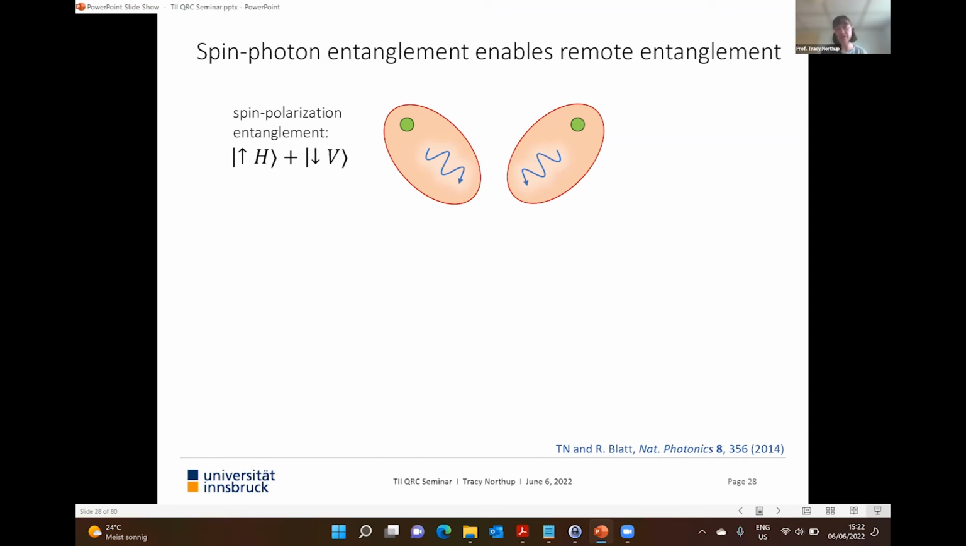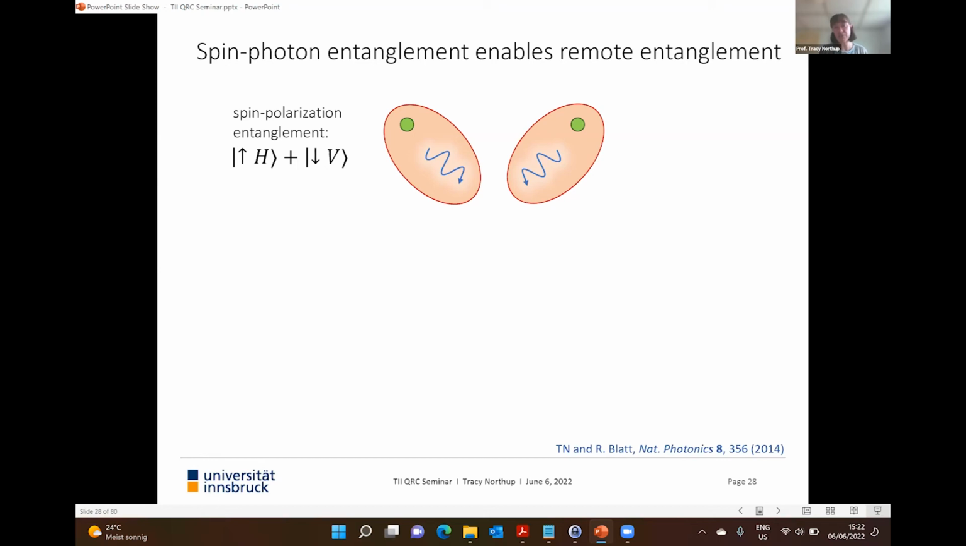This is a very general statement, not just about ions, but about any system where you have spin-photon entanglement. What I've written down in the upper left is a spin-polarization entanglement, where you have spin up entangled with a horizontally polarized photon and spin down entangled with a vertically polarized photon. For us, that's these states D and D prime, but it could be any states, or different polarization states, as long as they're orthogonal.